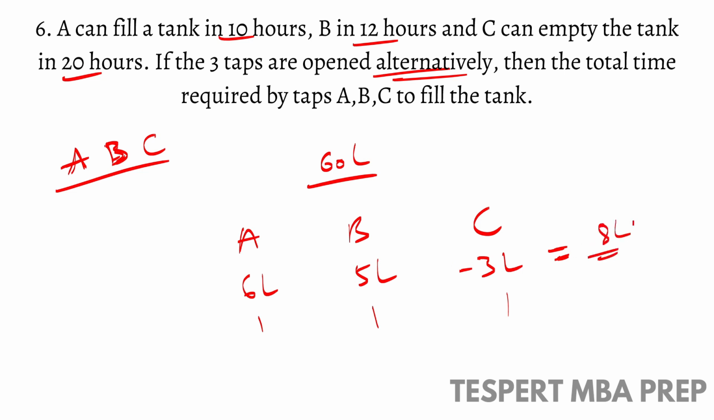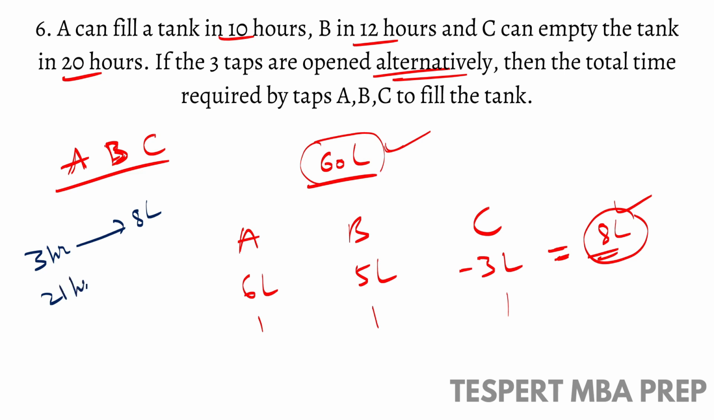8 liters. So in 3 hours, 8 liters of water is filled, but the total capacity of the tank is 60 liters, and we are asked to find out the total time taken to fill this tank of 60 liters. So if we observe here, in 3 hours, 8 liters of the tank is being filled, and in 21 hours, 56 liters of the tank is filled, right? Now the turn will be of A. So now it's A's turn.